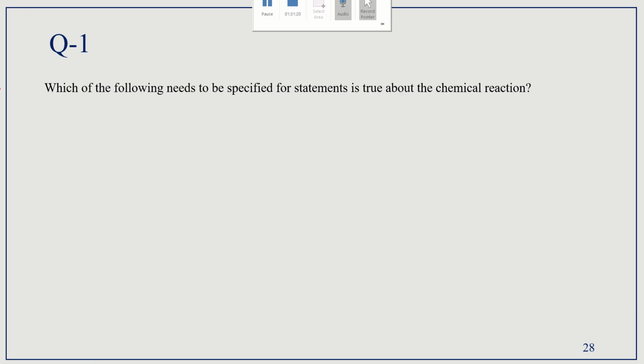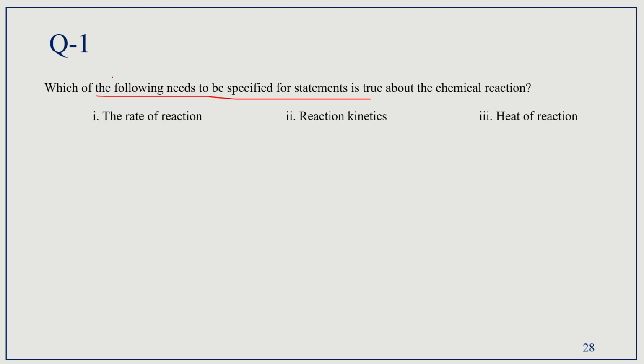In question 1 it is asked: which of the following needs to be specified statements is true about the chemical reaction? Four things are given over here, and it is mentioned that these need to be specified for studying the chemical reaction inside the system. So which of the following is true about the chemical reaction? We'll see that the first one is rate of reaction, then reaction kinetics, heat of reaction.